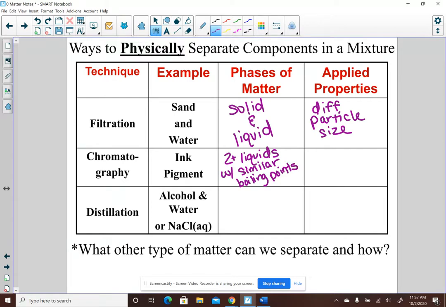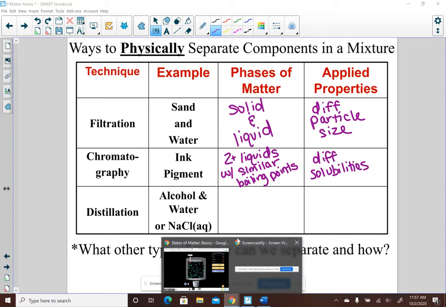And basically why it works is because the different liquids have different solubilities in water. Some of the liquids are more soluble in water than others. Okay, so here's another fun little animation we're going to watch.